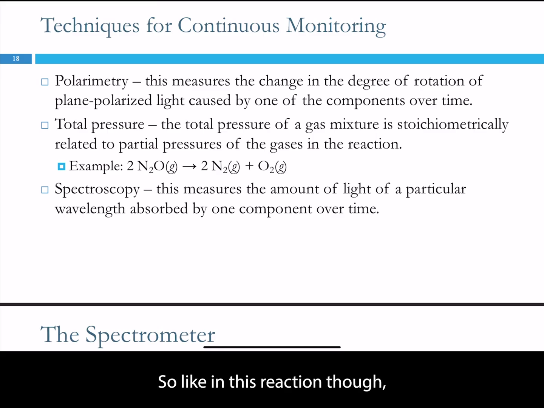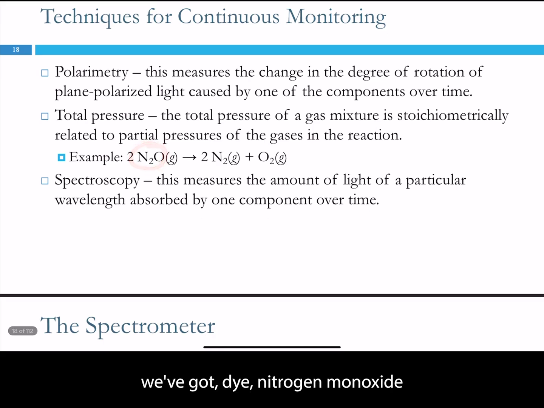So in this reaction, we've got dinitrogen monoxide reacting to be nitrogen and oxygen. The pressure changes because as the dinitrogen monoxide reacts, there's 2 moles of dinitrogen monoxide, and that becomes 3 moles of gas. So 2 moles becomes 3 moles. If this reaction is moving forward, the pressure in whatever it's reacting in is going to increase. If the reaction is moving backwards, then the pressure will decrease. So you could use that to measure the progress of the reaction.